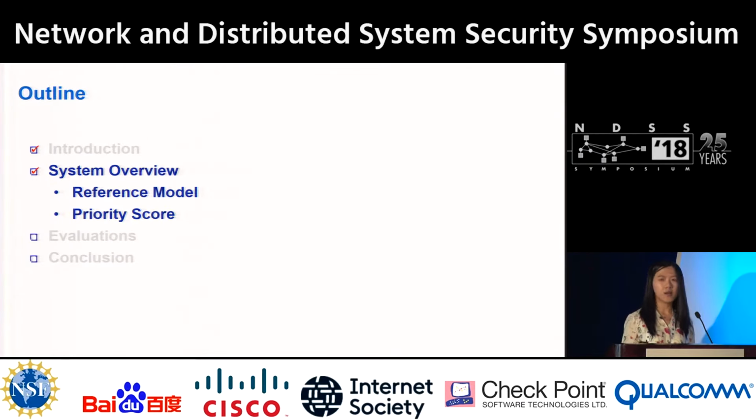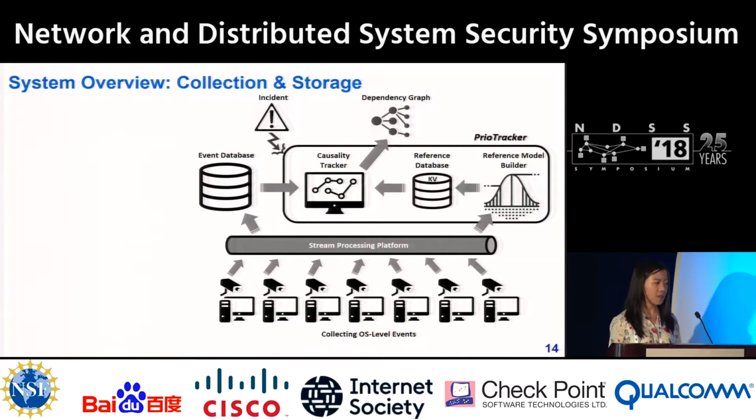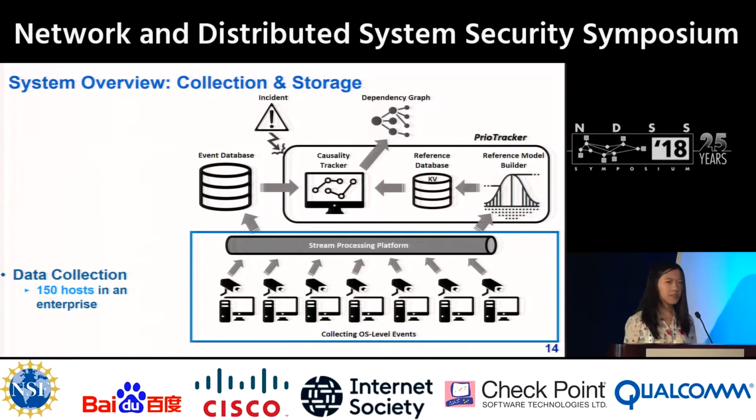Here is an overview of our system. Our PRIOTRACKER is actually built upon a very large monitoring platform. At the very bottom here, you see that we have agents running on 150 hosts, including 54 Linux machines and 96 Windows machines. They are running daily in an enterprise used by researchers, product developers, and also system administrators.